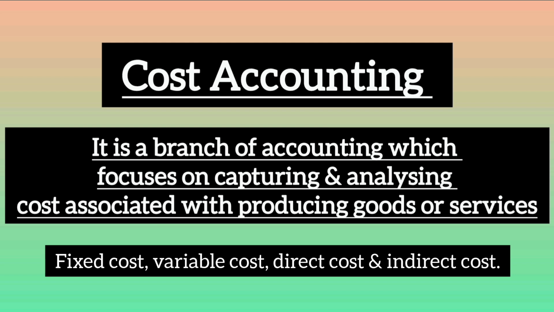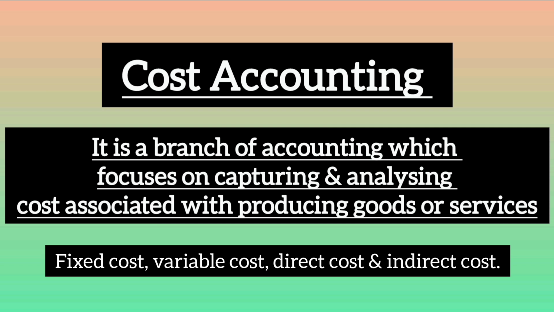What are fixed costs? Fixed costs are those costs which remain fixed no matter what the volume of production is. Variable cost. What are variable costs? These are those costs which change with the change in volume. Now, the direct cost. What are direct costs? Direct costs are those costs which are directly linked with the production of goods, and indirect costs are those costs which are not directly linked with the production of goods and services.